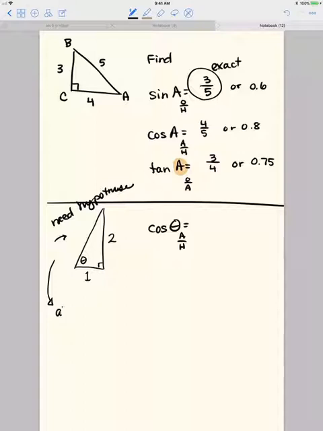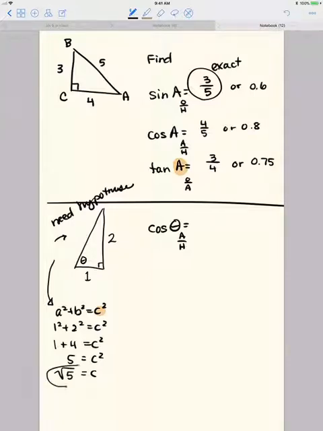So we'll come down here. I have both legs. What I don't have is the hypotenuse, so that's what I'll solve for. So I have 1 squared plus 2 squared equals c squared. 1 plus 4 is 5. So my missing hypotenuse is the square root of 5. And I'll leave it because that's exact, and that's my hypotenuse.